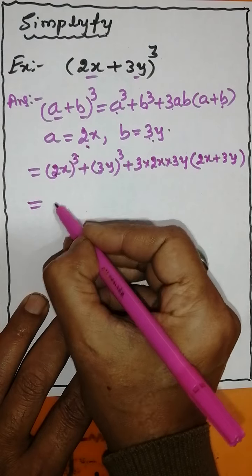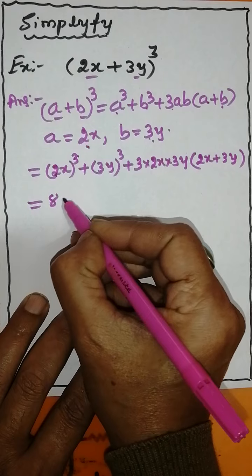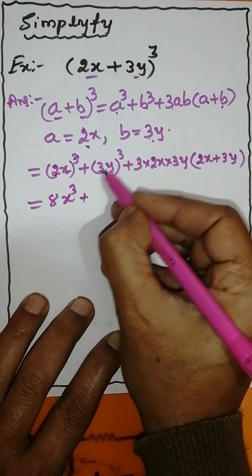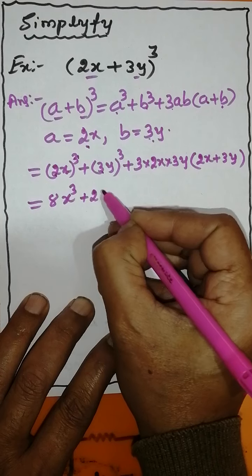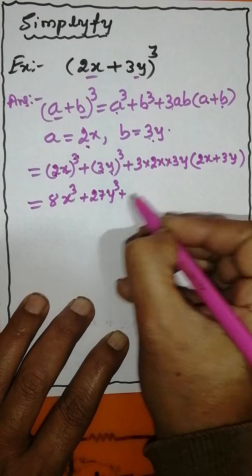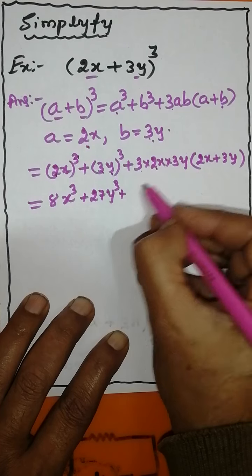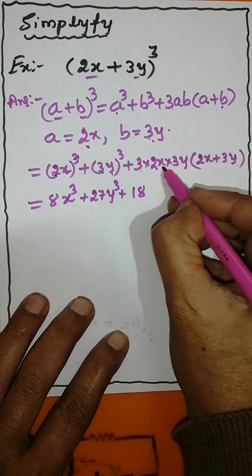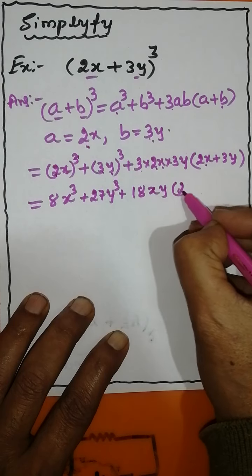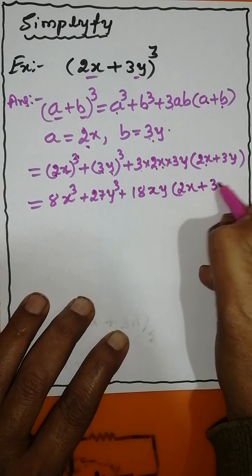2 cube is 8. 2 twos are 4, 4 twos are 8. x cube plus 3 cube. 3 threes are 9, 9 threes are 27, y cube, plus 3 into 6, 6 threes are 18, xy into (2x + 3y).